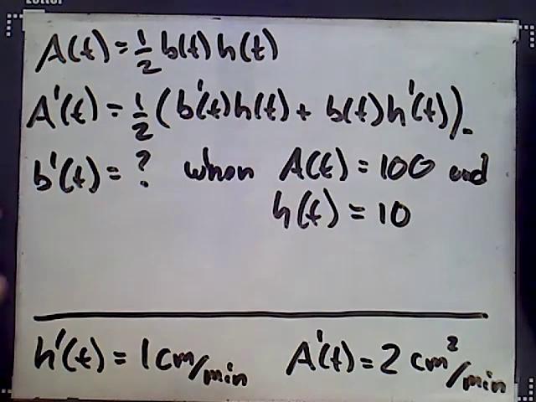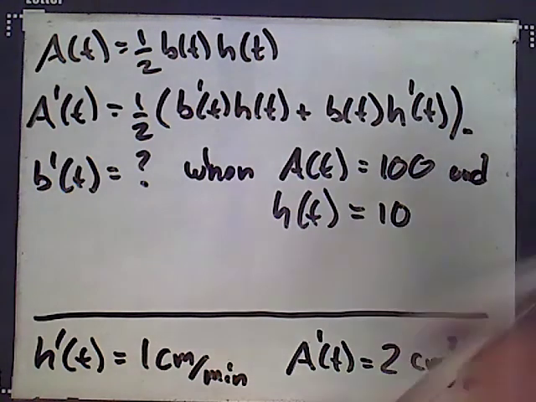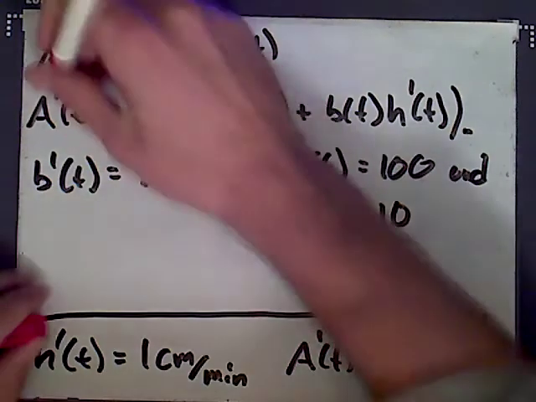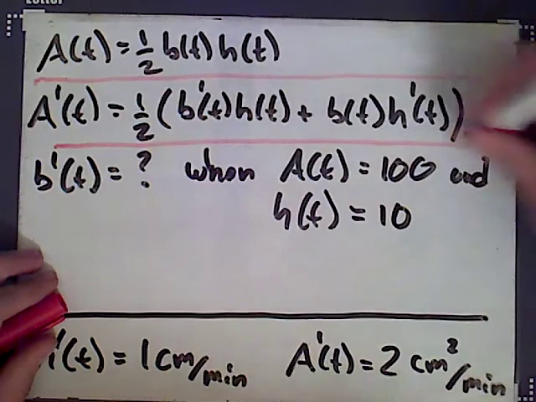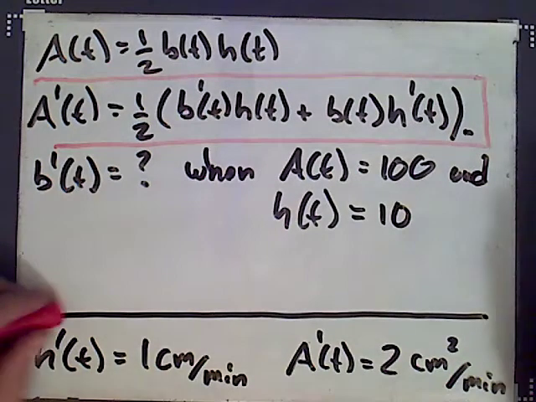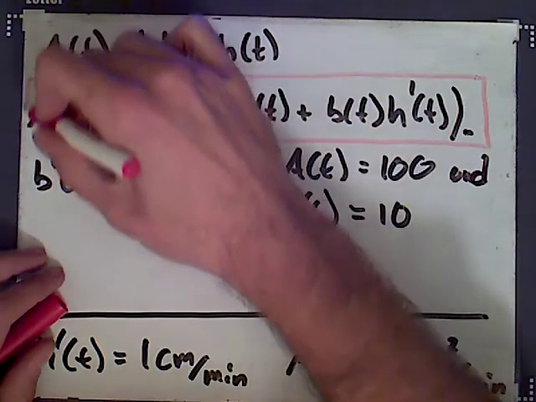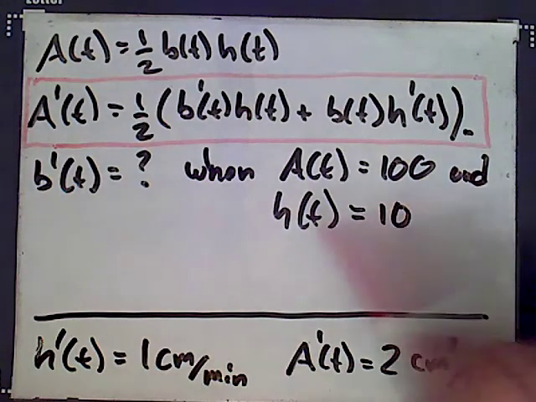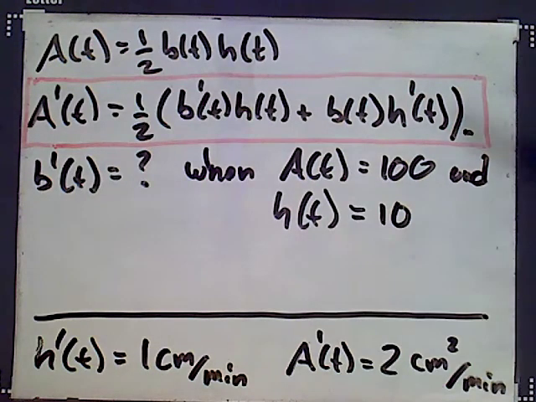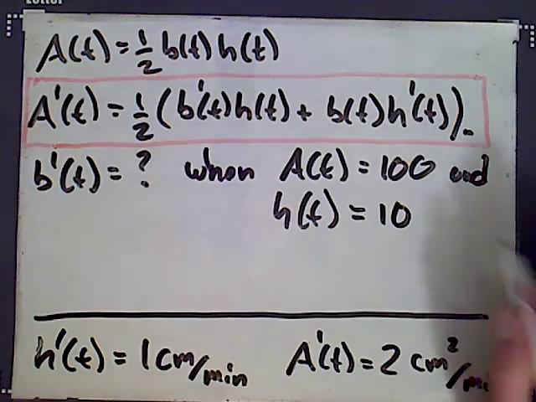Let's look at our formula up here, the derivative formula. I'm going to highlight it. Which quantities do we know up here? Well, we know A prime of t is 2 centimeters squared per minute. We know h prime of t is 1. We know h of t should be 10. Now, what's B of t when A is 100 and h is 10?